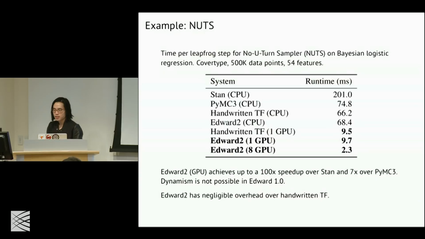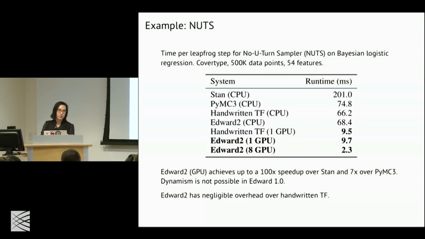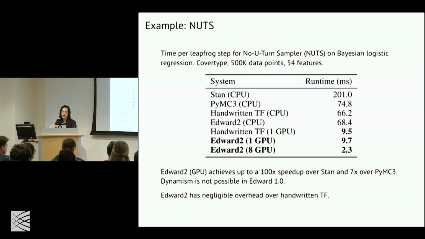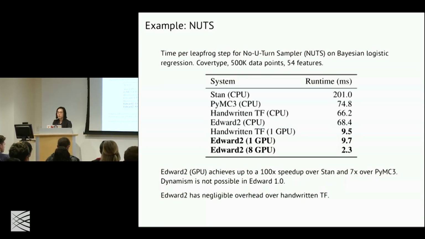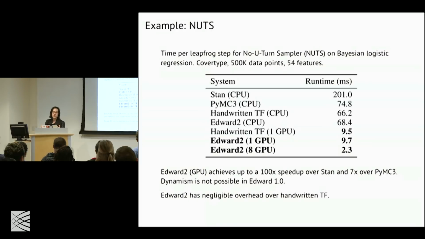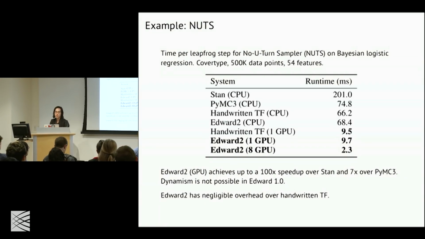Another example that we have worked on has been the Newton sampler, which is this very powerful algorithm for doing Markov chain Monte Carlo, and works across many different hierarchical generalized linear models and regression sort of models.